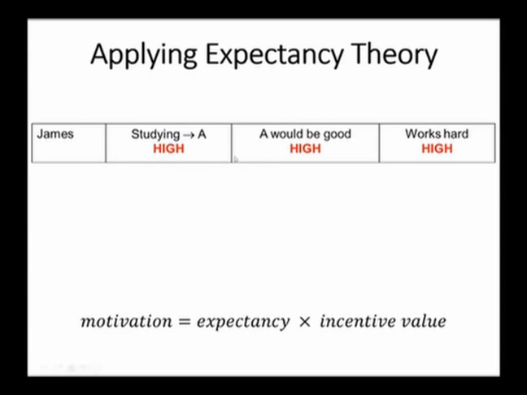So he has high expectancy. He knows that if he works on this class, he's going to get the good grade. For his incentive value, he thinks, yeah, it would be a great idea. I would like to have a good grade. So he has a high incentive value. He really wants this good grade.